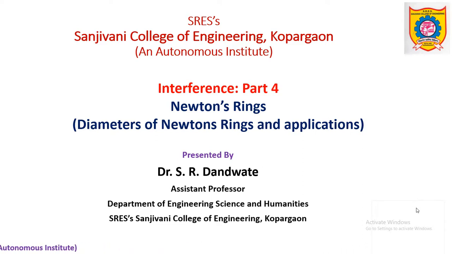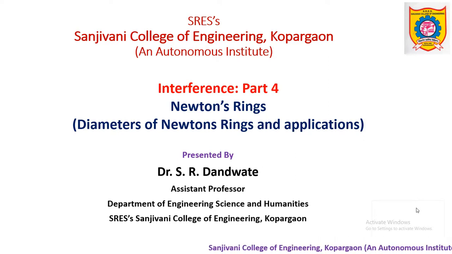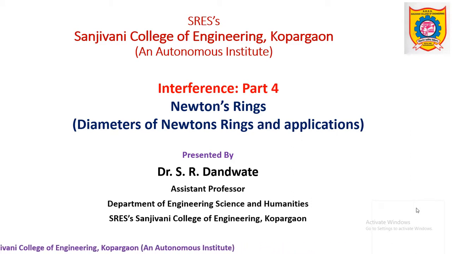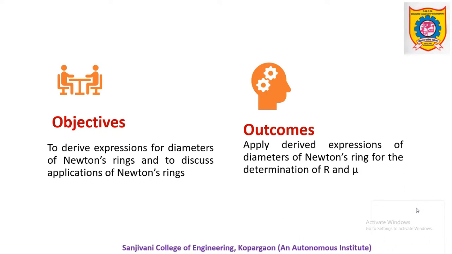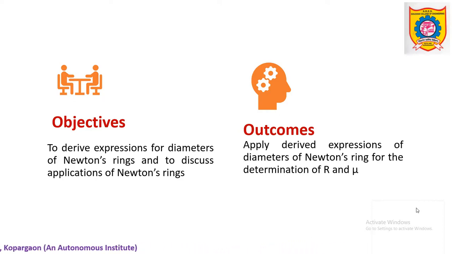In this video, we are going to derive the expression for diameters of Newton's rings and its applications towards the determination of radius of curvature of plano-convex lens and refractive index of liquid placed between lens and the plate. At the end of the lecture, learners will be able to apply their derived expressions of diameters of Newton's rings for the determination of radius of curvature, that is R, and mu, the refractive index of liquid.